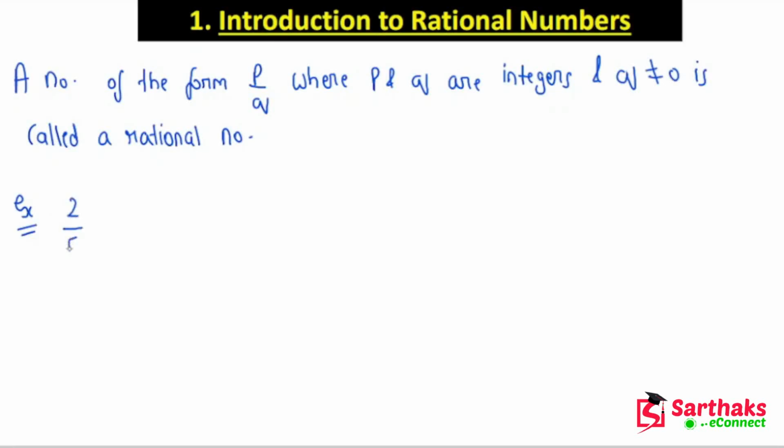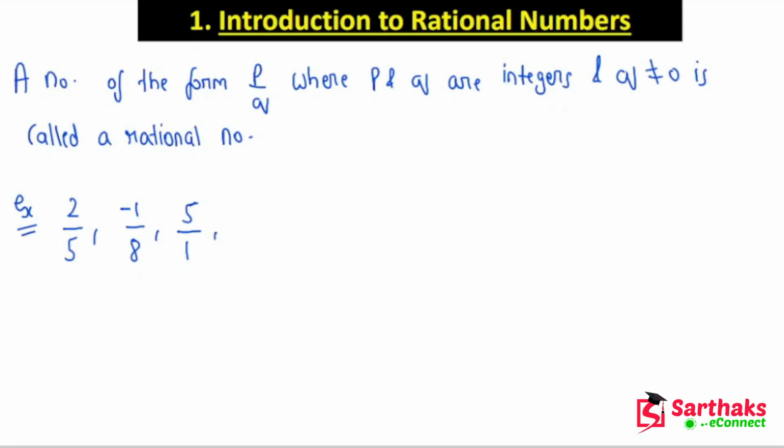For example, 2 upon 5. Clearly 2 upon 5 is a fraction where both 2 and 5 are integers and 5 is not equal to 0. So it is a rational number. Also, you can take minus 1 upon 8. Clearly both numerator and denominator are integers and the denominator is not equal to 0. So it is also a rational number. You can say 5. Now 5 is an integer, but you can write it as 5 upon 1. So you can express 5 in the form of P upon Q. So again it is also a rational number.